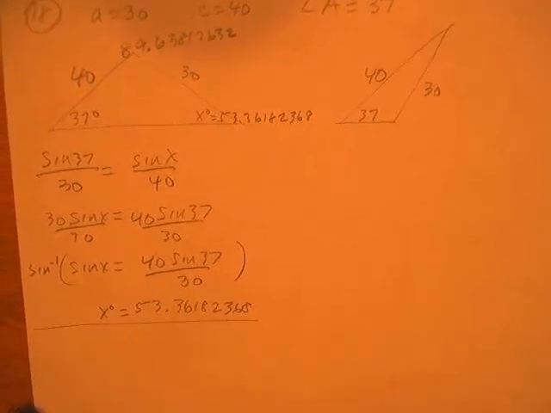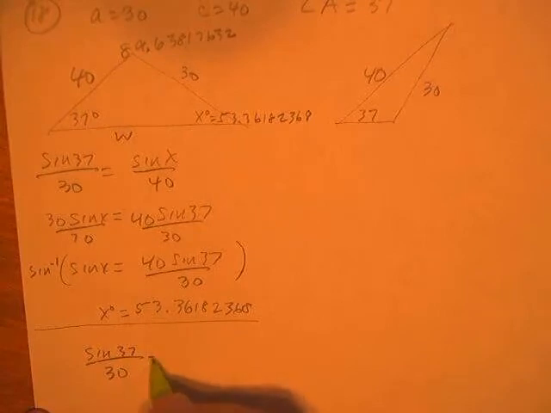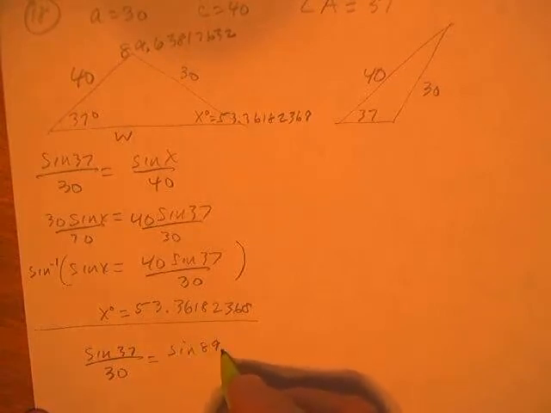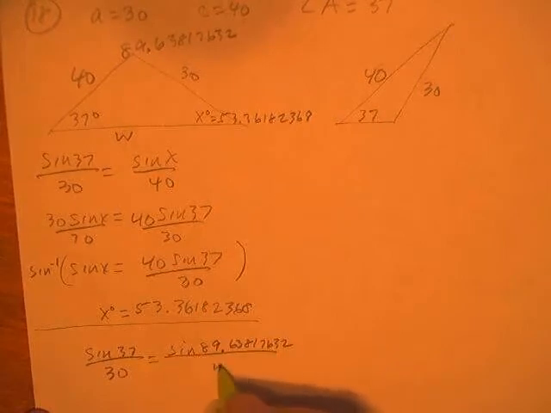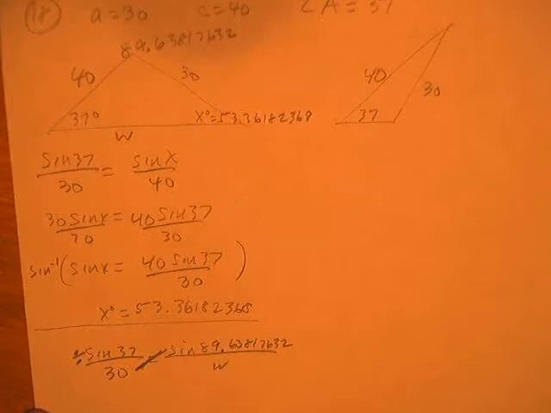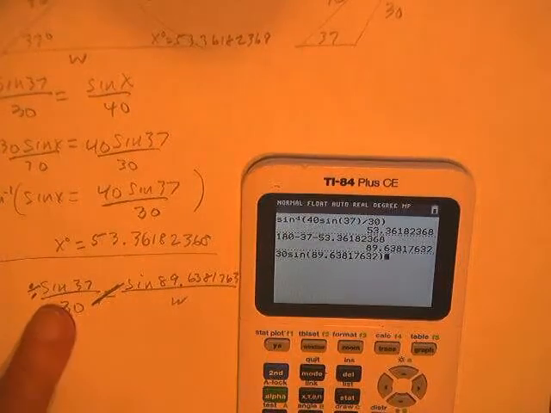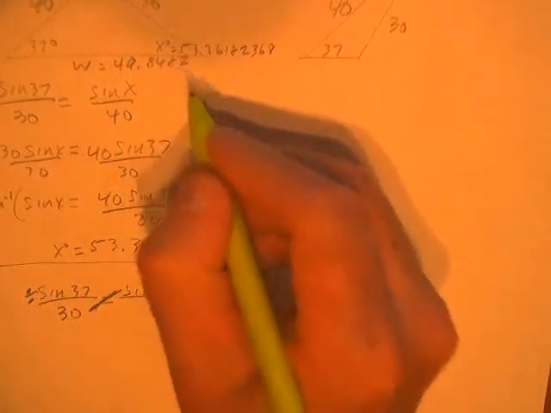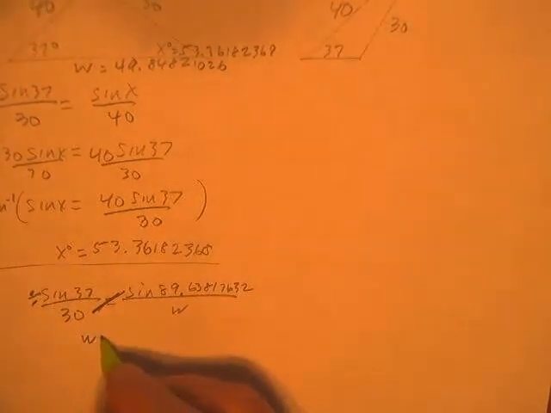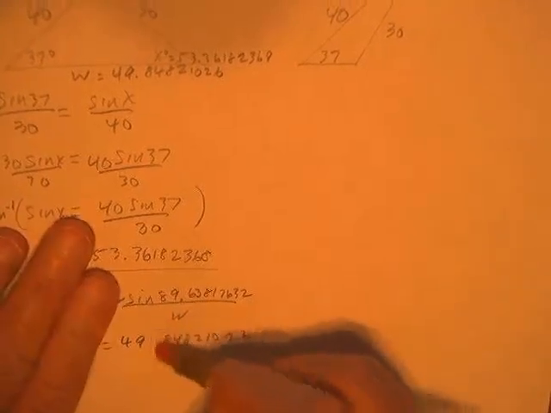Okay, and so let's find W. How about the sine of 37 over 30 equals the sine, I need that 89 number, over W. Multiply by those two, divide by that one. So finding W here is not going to be too bad. Boing, there's W, 49.84821026. Put an equals to a decimal.